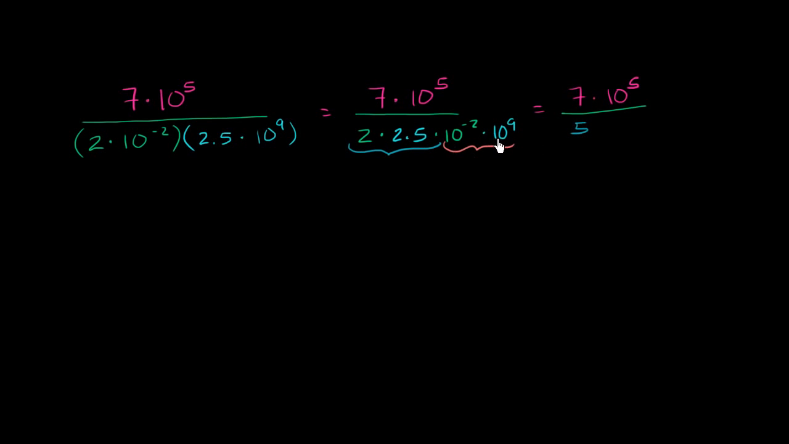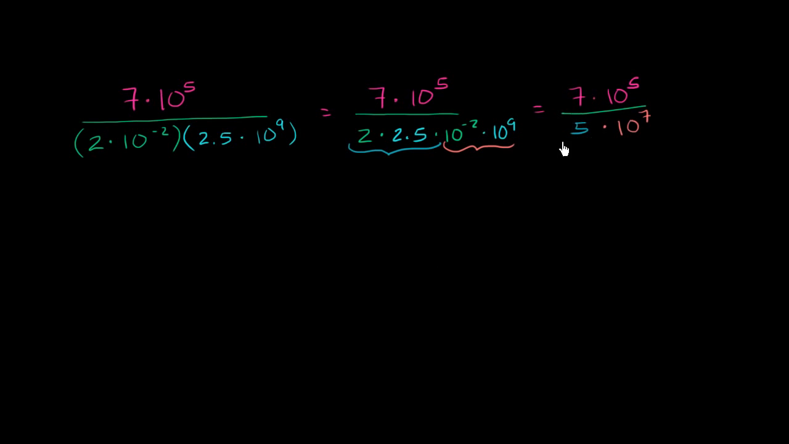When you multiply two numbers that are being raised to exponents and they have the exact same base, so it's 10 to the negative 2 times 10 to the 9th, we can add the exponents. So this is going to be 10 to the 9 minus 2, or 10 to the 7th. So times 10 to the 7th.